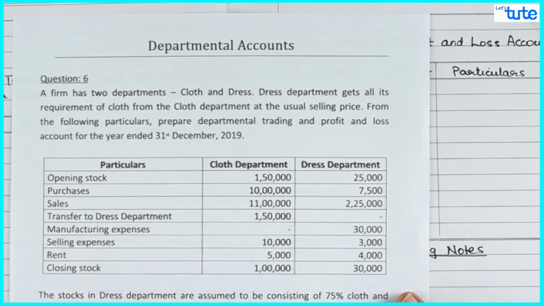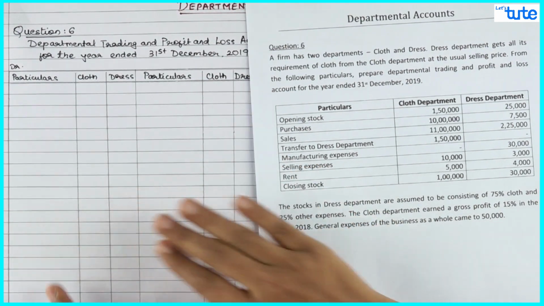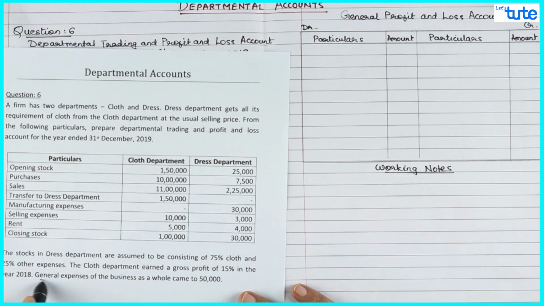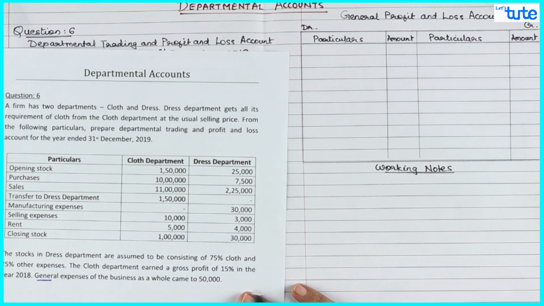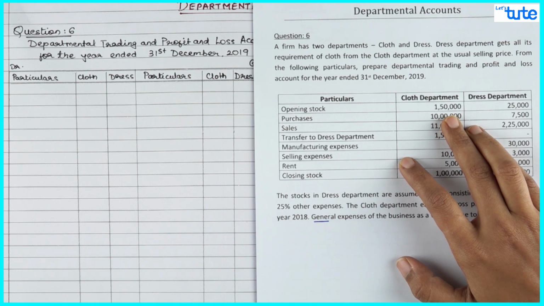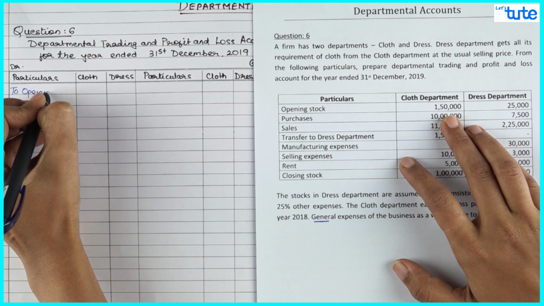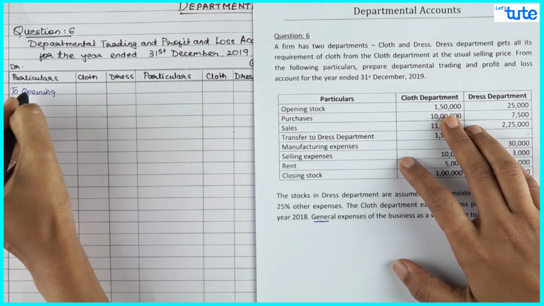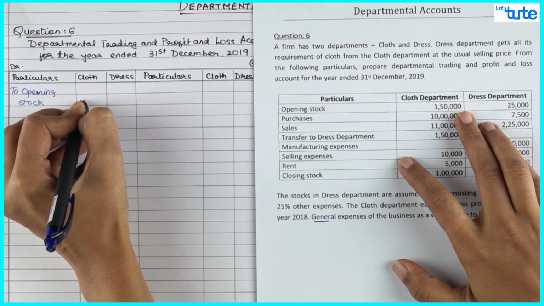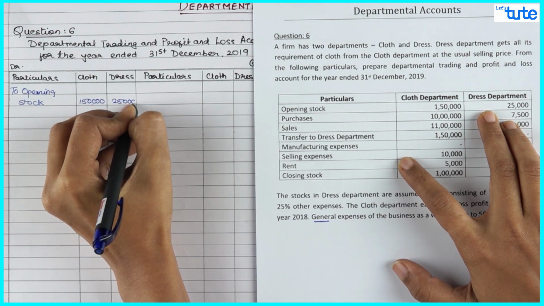So first of all, we'll start with the departmental trading and profit and loss account. So this is my departmental trading and profit and loss account for the two departments, and I've also prepared a general P&L account because there are some general expenses, and also we need to give effect for the stock reserve. So starting with this, first opening stock, so that will come to trading debit. Opening stock: for cloth department it is 1,50,000. For dress department it is 25,000.